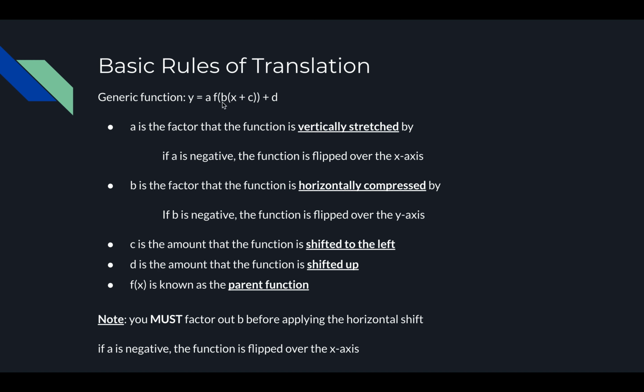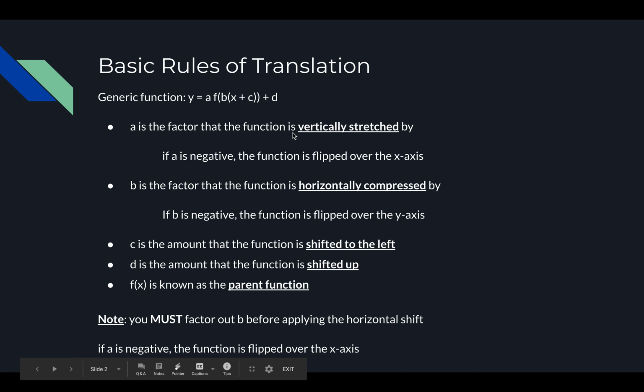C in the generic function is the amount that the function is shifted to the left. If it's plus C, then it's shifted to the left, but if it's minus C, then it's shifted to the right. And D in this generic function is the amount that the function is shifted up. When it's plus D, then it's going up, and when it's minus D, then it's translating down. And f of x is known as the parent function.